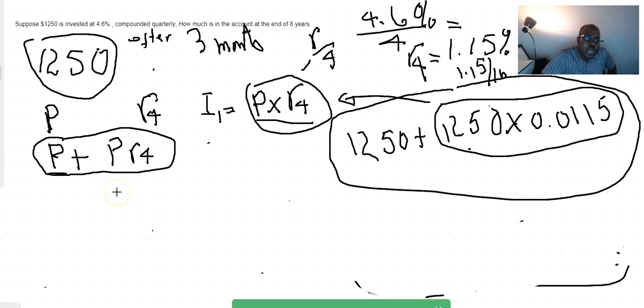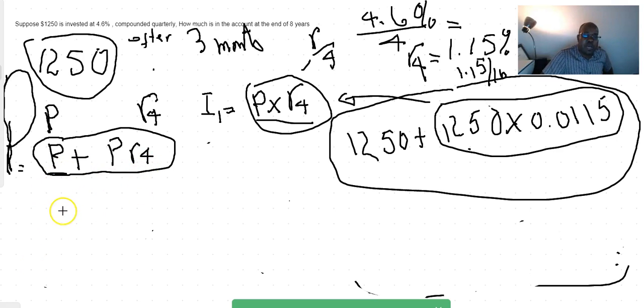I have a new capital right now. I can call it my big P if you want. Let me call it my big P. Or if I want, I can call it my P2. That's the P1. Anyway, that's my big P. After 1 year, I have this big P, this one.